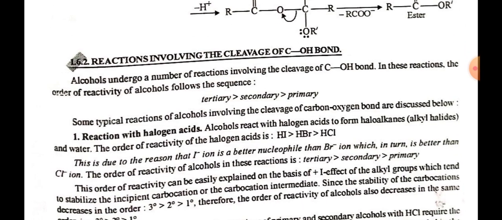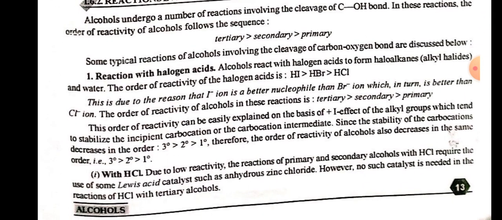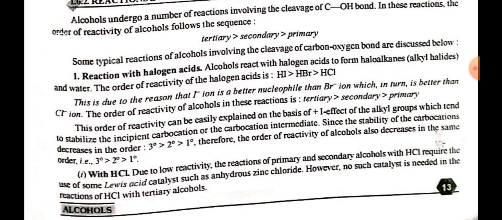Reactions involving the cleavage of the carbon-OH bond. Alcohols undergo a number of reactions in which there is cleavage of the carbon-OH bond. In these reactions, the order of reactivity of alcohols follows the sequence: tertiary, secondary, primary. Some typical reactions of alcohols involving the cleavage of the carbon-oxygen bond are discussed below. The first is reaction with halogen acids.